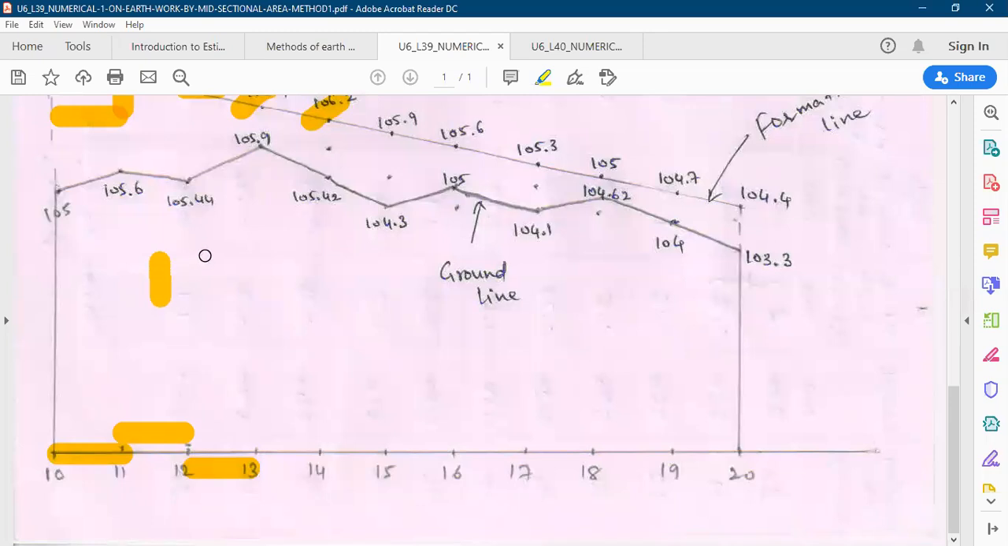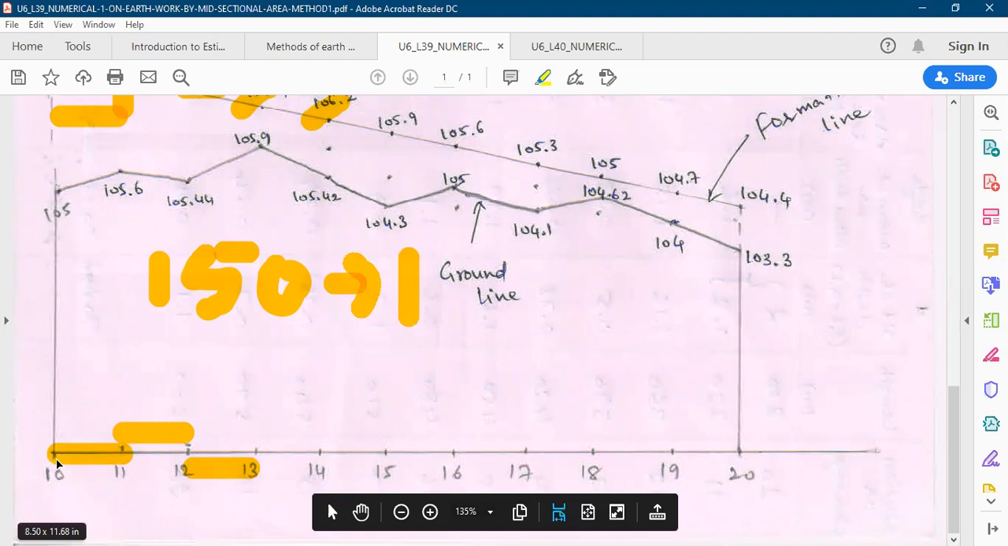For every 150 meter, the RL of formation is varying as 1 unit. Now we are calculating the interval between these two stations as 30 meter. For every 30 meter, how much is the variation? So this we have to calculate.